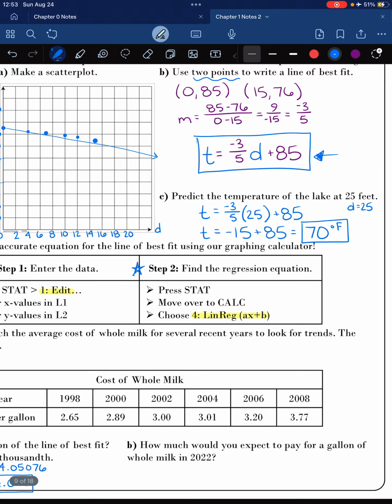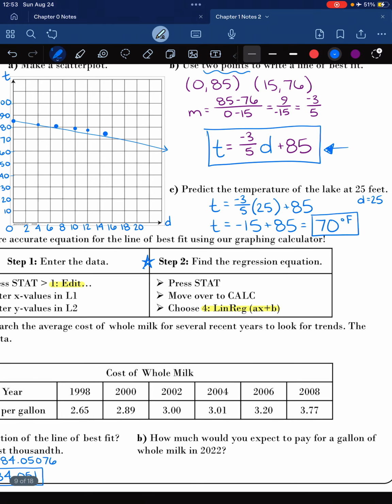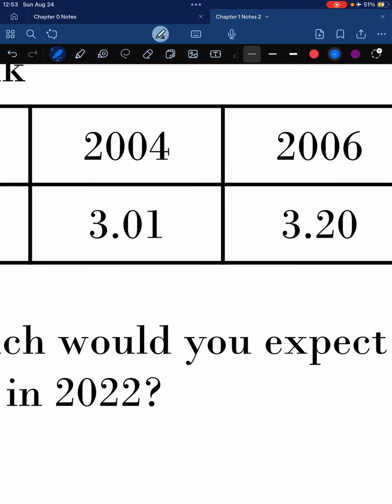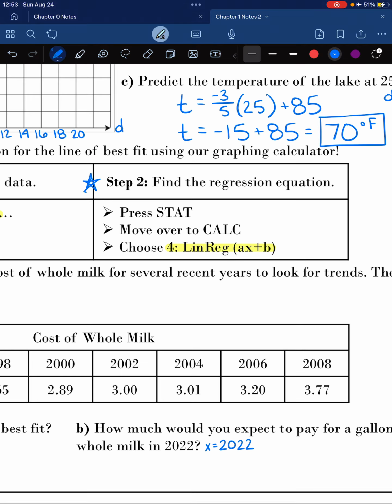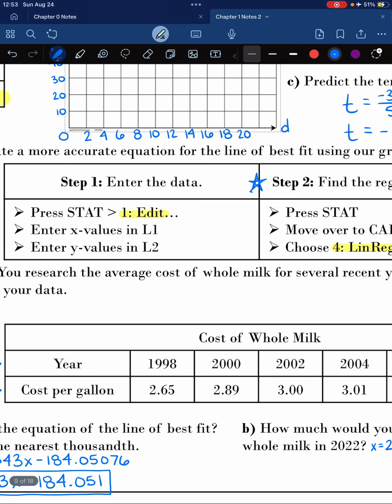Okay, but part B asks me how much would you expect to pay for a gallon of whole milk in 2022? Well, 2022 is the year, so I typed that in for my x's. And we left this as numbers in the thousands. So I'm going to plug 2022 into both of these equations, and I want us to compare what happens.